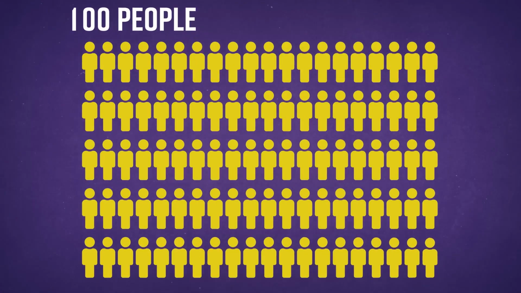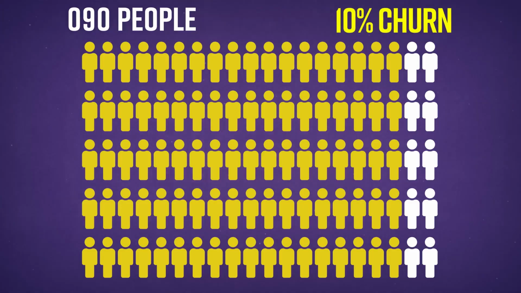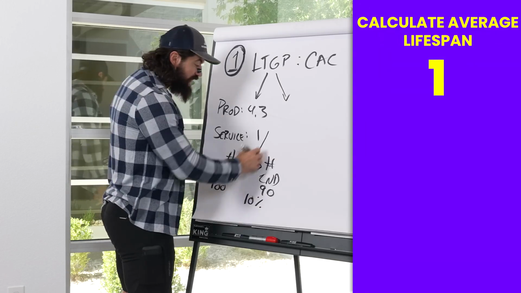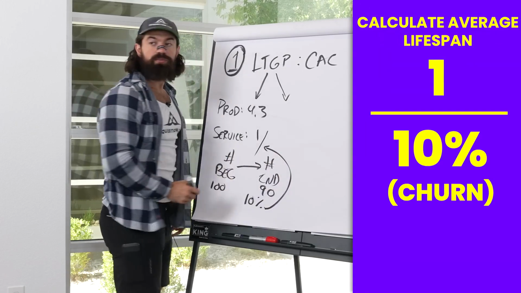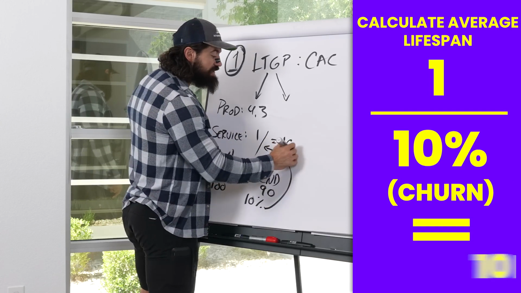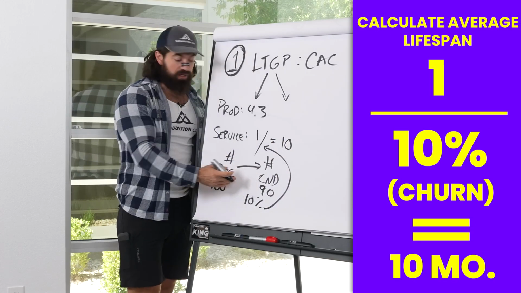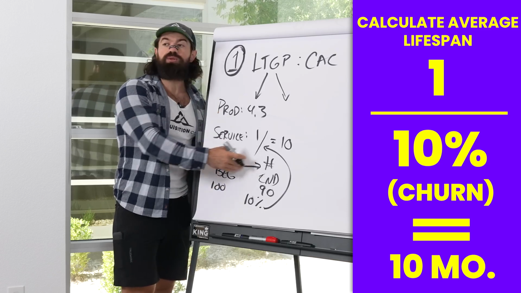So if I had 100 people here at the beginning and I had 90 people at the end, then I would have 10% churn. And you're like, okay, wait, is that the number? No. What we then do is we take 1 and we divide it by this number, which then means that our average lifespan in this example would be 10 months or 10 intervals, whatever interval you're measuring on. Because if I did this quarterly, it would be the same thing, or annually, it'd be the same thing.